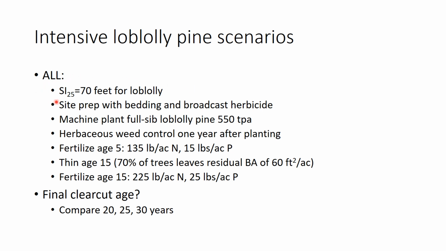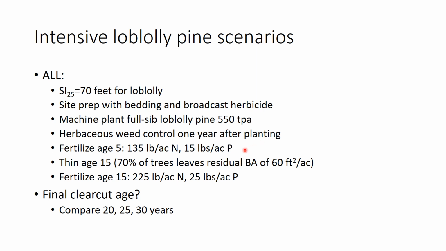So we're going to start with a stand with a site index. You will determine this for your particular tract, but let's say the site index base age 25 is 70 feet for loblolly here. We're going to site prep by bedding and broadcasting herbicide. We're going to machine plant full sib loblolly pine at 500 trees per acre. We're going to do herbaceous weed control 1 year after planting.